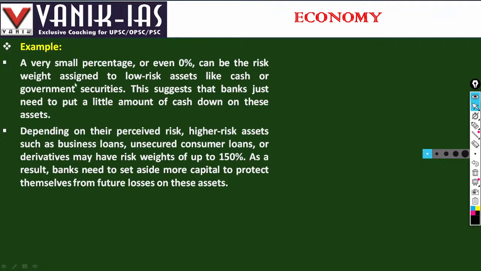Government securities are more secure. So in case the government is behind it, then it is more secure. Depending on their perceived risk, high risk assets such as business loans, unsecured consumer loans, or derivatives may have risk weights of up to 150%. As a result, banks need to set aside more capital to protect themselves from future losses on these assets.